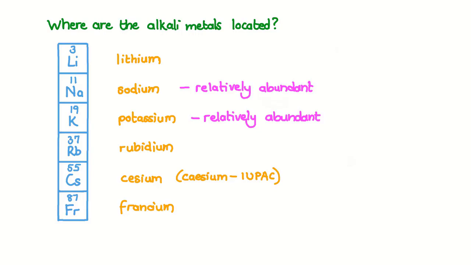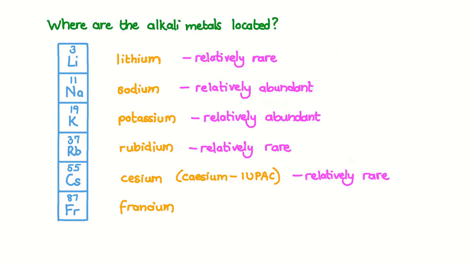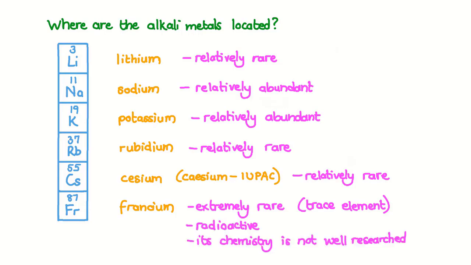Sodium and potassium are relatively abundant in the Earth's crust compared to the other alkali metals. Lithium, rubidium and cesium are relatively rare, while francium is extremely rare, occurring only in trace amounts in the Earth's crust. This element is also radioactive, and not much is known about its chemistry because it is so scarce.